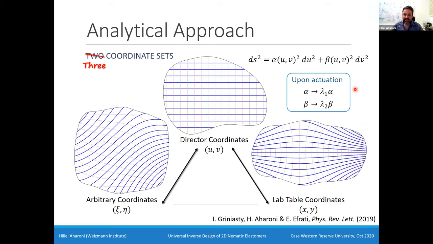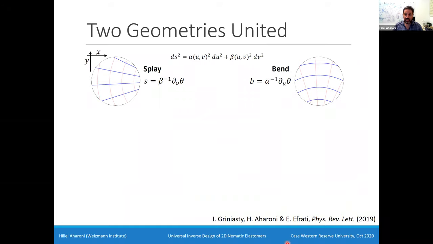Now, a nematic director field, I want to basically represent this problem in the UV coordinates, and I will have to start by looking at the gradient of the nematic director. Now, the gradient of a nematic director can be broken into splay and bend. Maybe you've heard talks about nematic liquid crystals before. At least some of you definitely have, or gave talks.